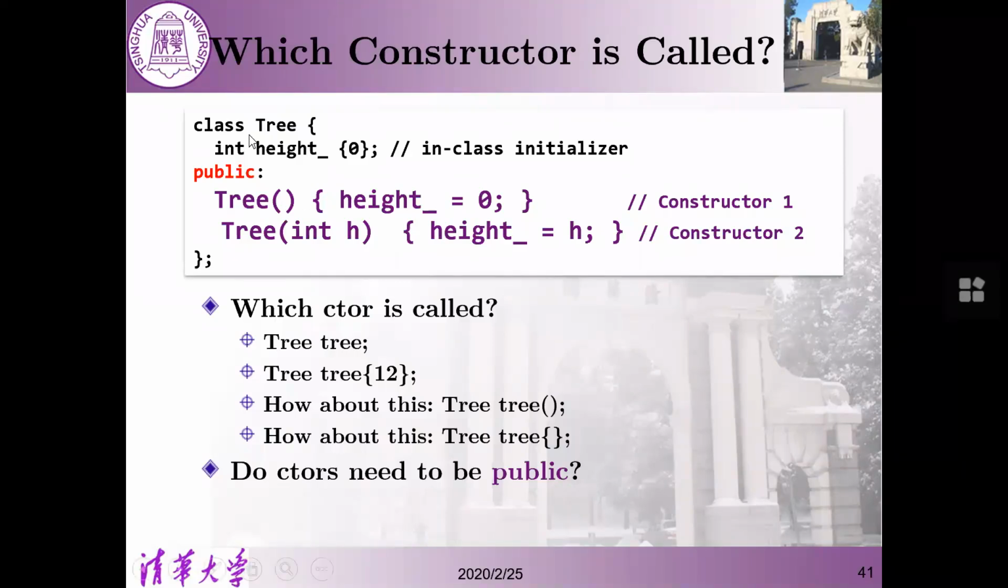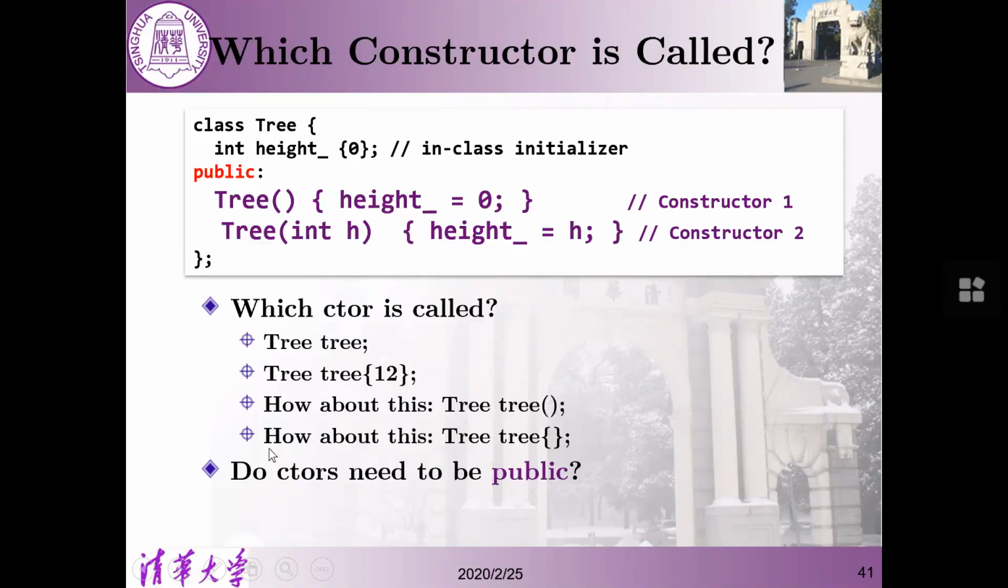You can see here we have class tree, and we have one member variable with an in-class initializer. And we have two constructors like this. The question is which constructor is called? The first one is the default constructor. The second one is this one-parameter constructor. And the third one is interesting, right? Because we have some parentheses here.